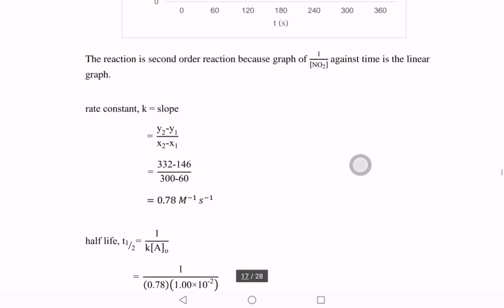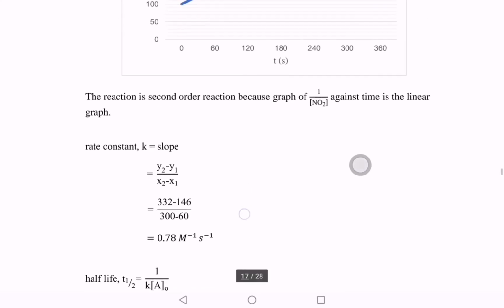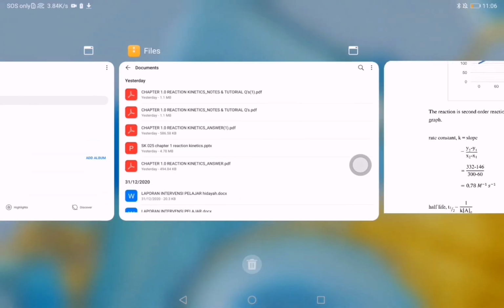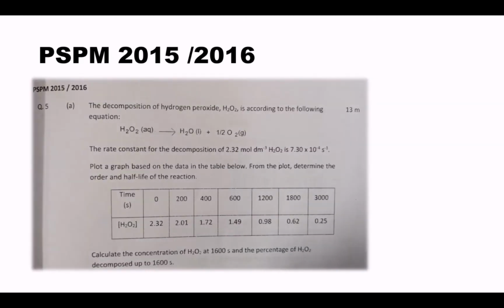Okay, so selalunya pelajar tak tahu, perlukah kita plot semua graf untuk kita tentukan order of reaction kalau kita nak kena guna integrated graph kan? Okay, so saya tunjuk contoh PSPM. So this is example of PSPM question. Kita tengok macam mana bentuk soalan dia. So the decomposition of H2O2 is according to the equation. Okay, so diberi equation. Rate constant dia bagi dalam soalan ni.